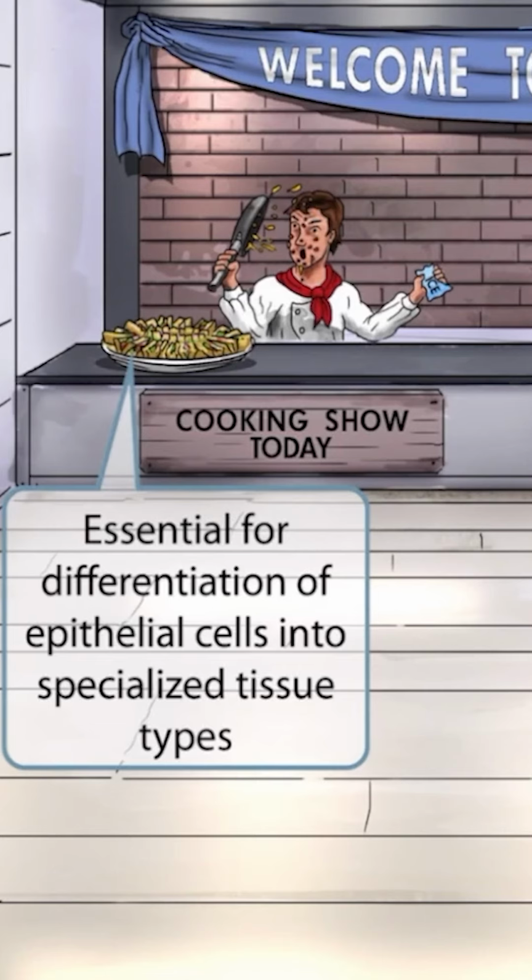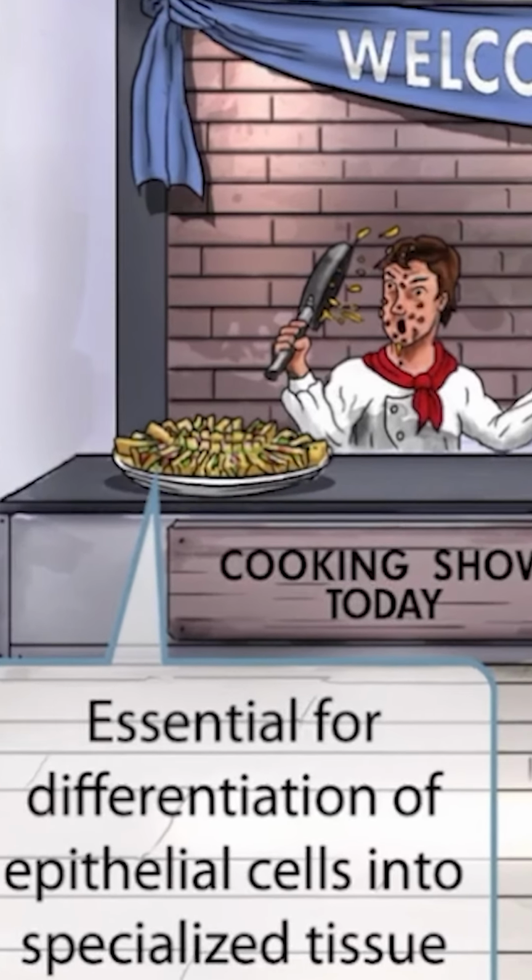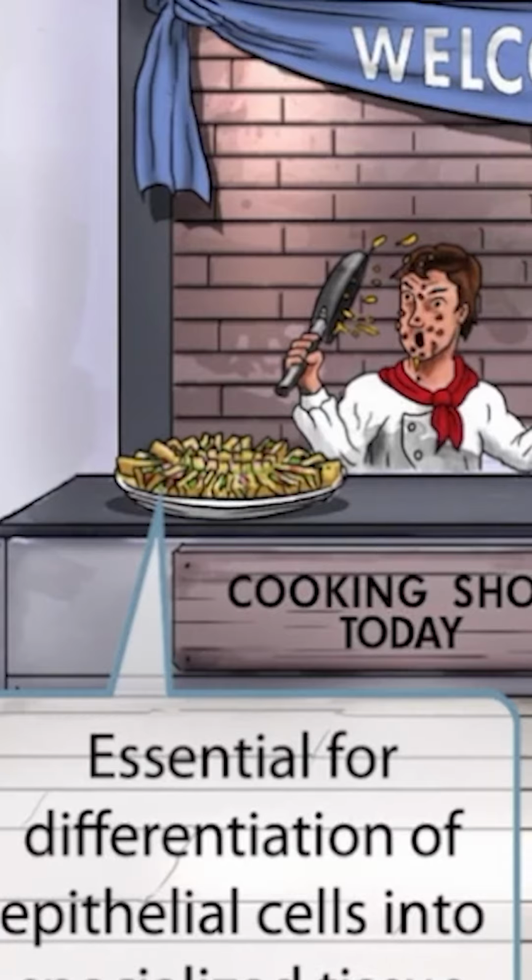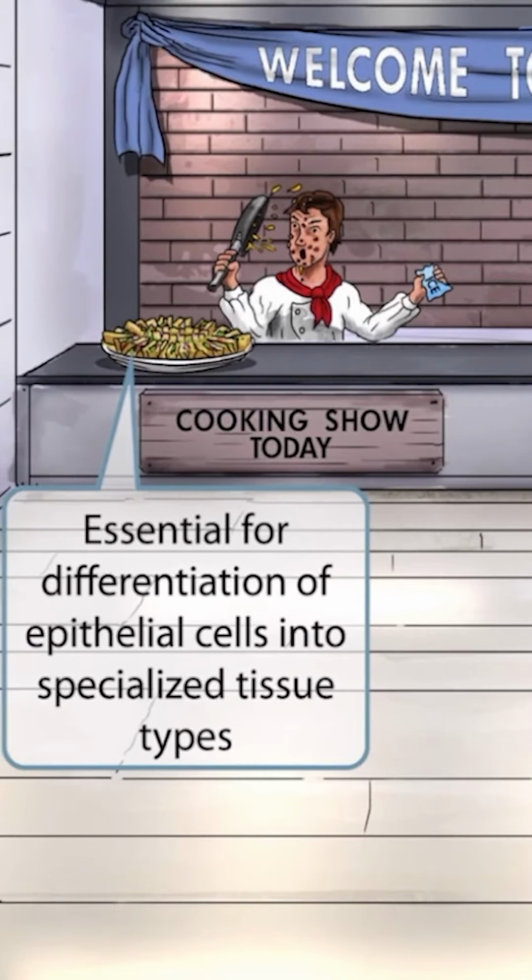First off, notice the chef right here. He's paid the retail store to set up his cooking booth in their store in order to attract new customers to his restaurant. He has a nice sandwich platter set up with various types of meats and cheeses. The sandwich platter should help you remember that vitamin A is important for the normal differentiation of epithelial cells into different specialized tissue types. So think of the various sandwich types representing the different tissue types.